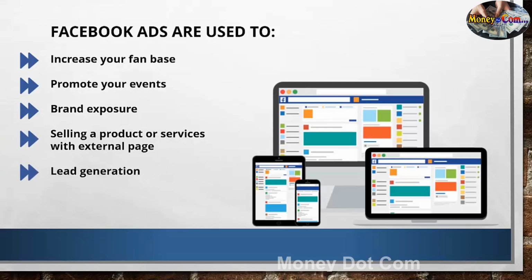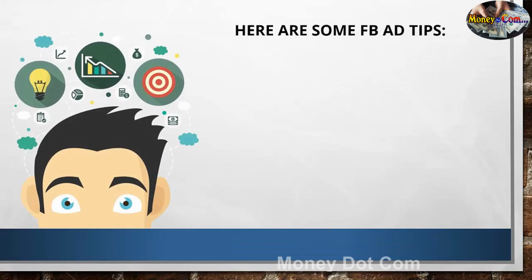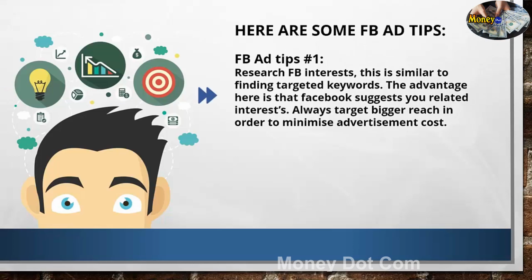Now, here are some Facebook advertisement tips. These are some generic tips which apply for any kind of Facebook advertisements. Tip number 1, research Facebook interest. This is very important. Once you create an ad, Facebook helps you to research interest areas of your target market. This is similar to finding targeted keywords, but the advantage here is that Facebook does suggest related interests.